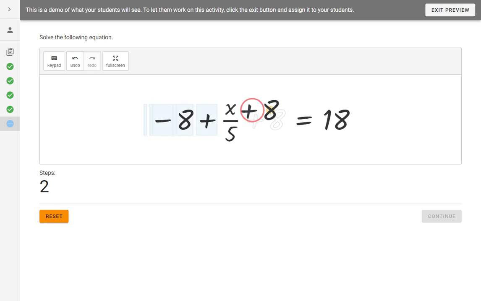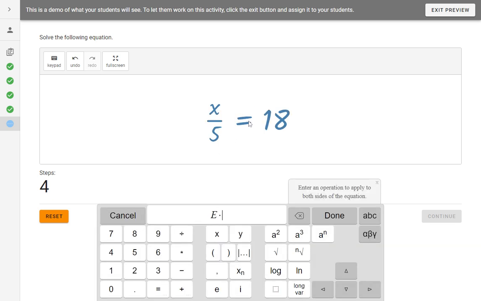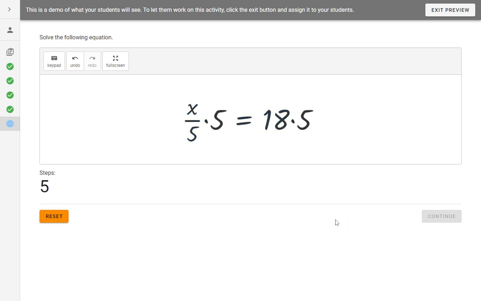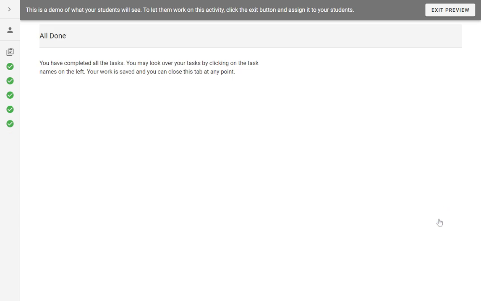Or you can grab the plus and the 8 will come with it. Regardless, we drag it next to each other. So we have minus 8 plus 8. Now when I add, it will cancel. X divided by 5, the inverse operation is to multiply both sides by 5. I can perform the multiplication like this and it cancels, and we get x equals 90 as the correct answer. So hopefully that helps you solve two-step equations using Graspable Math.